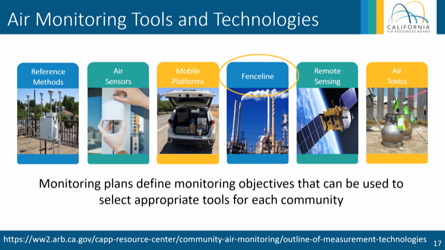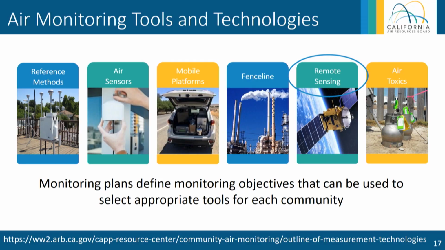Fence line monitoring in the Bay Area and South Coast, there are several regulations that are going into place, if not already. I forget the exact deadlines on that. But it's monitoring fugitive emissions or leaks from industrial sites. Usually it's an open path type application. It gives you 24-hour continuous measurements, but it's expensive equipment, and quite a lot of expertise is required to maintain and operate these systems.